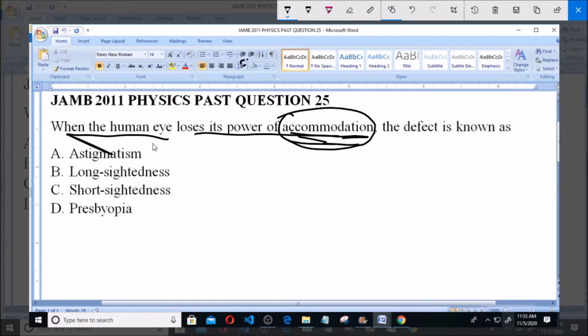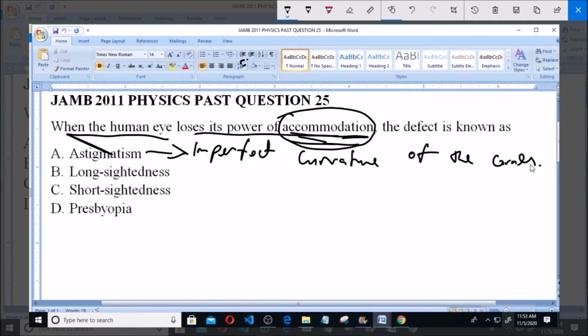Now, astigmatism is an eye defect which refers to imperfect curvature of the cornea. Because the cornea is not perfectly curved, the light rays are not able to be converged as required within the eye or focused as required on the retina. So this imperfect curvature of the cornea is known as astigmatism, and as you can see here, it's not what is described in the question, so it is not the answer to this question.